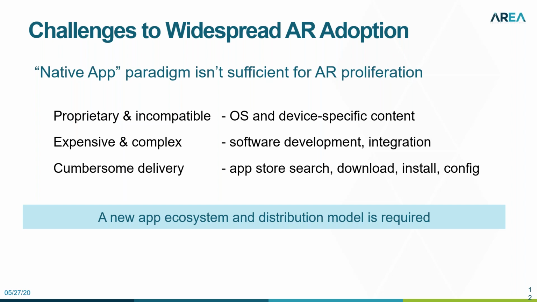So for example, Microsoft HoloLens and Magic Leap are extraordinary solutions and systems for AR, but they are expensive systems, and the app development for those is relatively complex. The content can't be ported easily from one solution to another solution. The App Store distribution model is cumbersome and requires the user to search for, download, install, and then configure applications before they can actually view and use them. And then they can't readily share those with other people.